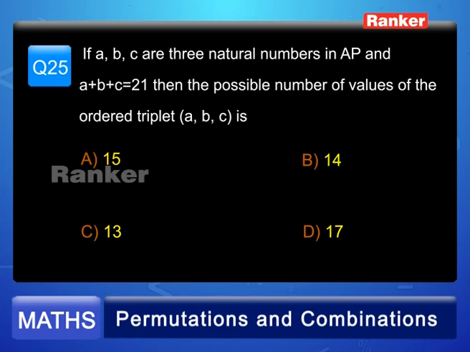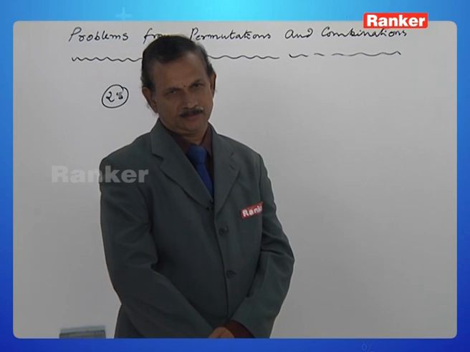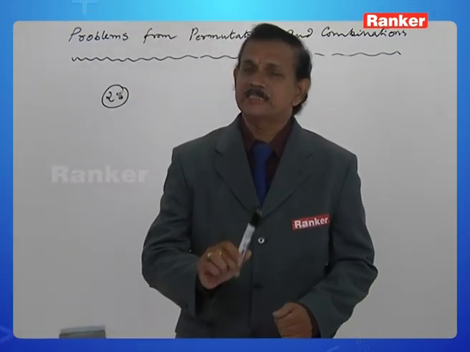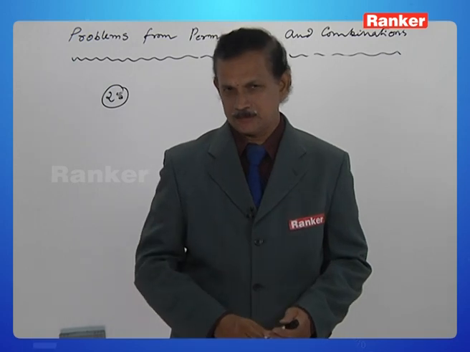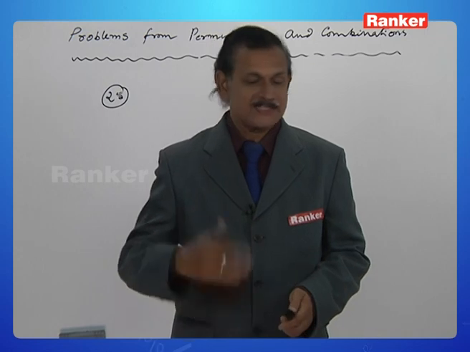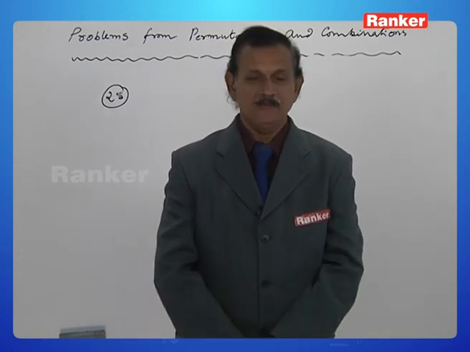Then the possible number of values of the ordered triplet ABC is. How many such ordered triplets ABC can be formed? That is the question. What are ABC? Basically natural numbers, provided they are in AP. What is the third condition? A plus B plus C is 21.